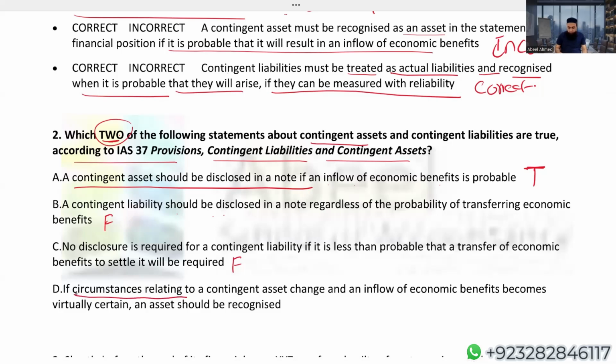If circumstances relating to a contingent asset change and an inflow of economic benefit becomes virtually certain, meaning 95% plus, an asset should be recognized. True. Logically, then it is your asset rather than a contingent asset.